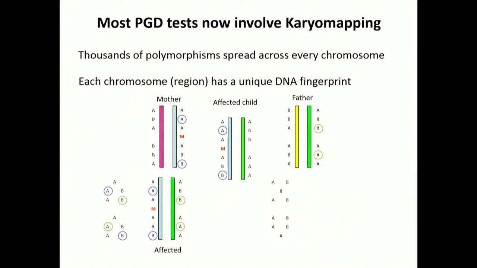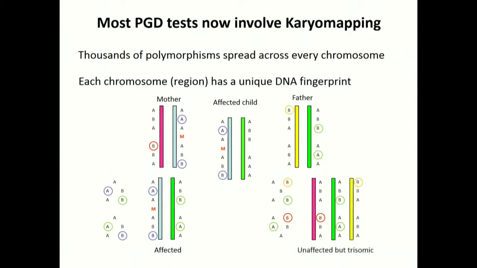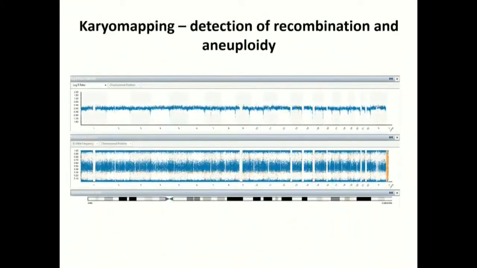Of course, we can also get results like this. Here again, we have results suggesting the presence of the paternal green chromosome. Happily, this time, no evidence for the mother's blue chromosome. Her pink chromosome seems to be there, so this embryo should be unaffected. But unfortunately, there's also evidence for the father's yellow chromosome. So while unaffected, this embryo is, of course, trisomic, so we wouldn't want to transfer that embryo.